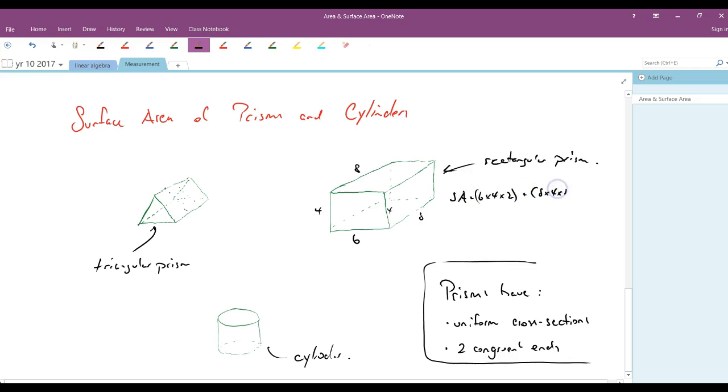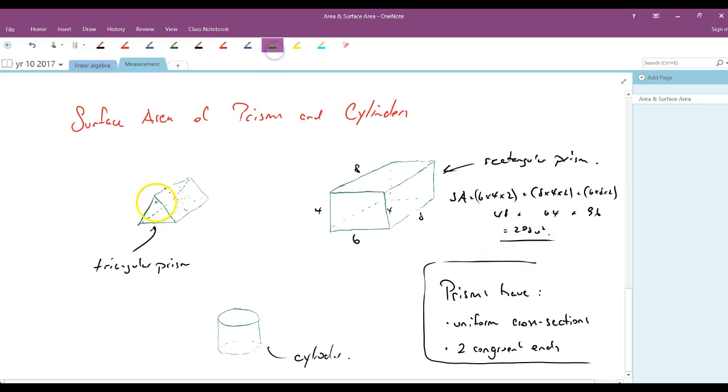That gets me this face and this one here, and then there's just the top and the bottom, which are 6 by 8. So it'd be 6 by 8 by 2. So we'd go 48, 64, and 96, and that would get you 208 units squared as our surface area.